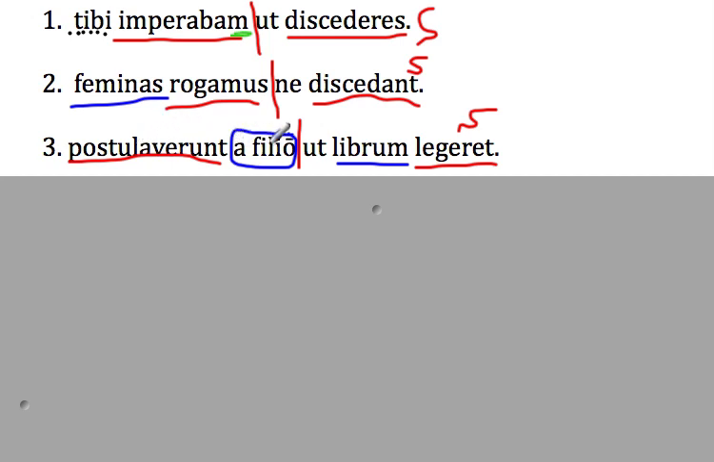Okay? They demanded from the sun that he read the Librum, that he read the book. They demanded from the sun that he read the book. What's a simpler way to express that in English? They demanded that the sun read the book.